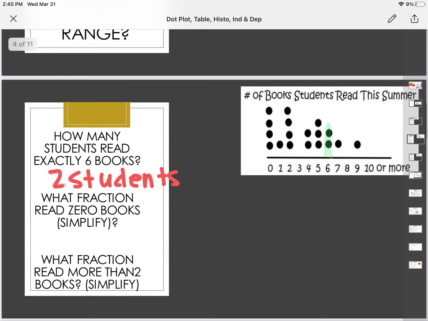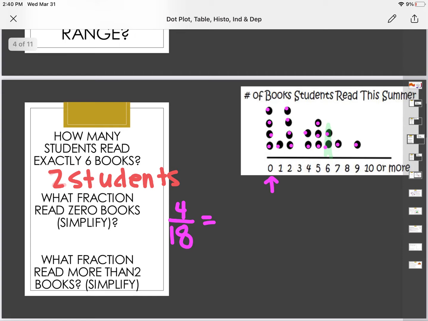What fraction read 0 books? To do this, we are going to put how many students read 0 books out of the total number of students that read books. How many read 0? Well, that was 4. 1, 2, 3, 4. So 4 read 0 out of the total amount of students that read books. So the 4 that were 0, and then let's keep counting our dots. 5, 6, 7, 8, 9, 10, 11, 12, 13, 14, 15, 16, 17, 18, which we already established there was 18 on the first slide when we did our mean. So 4 over 18 would be the fraction of students that read 0 books, but we do need to simplify it.